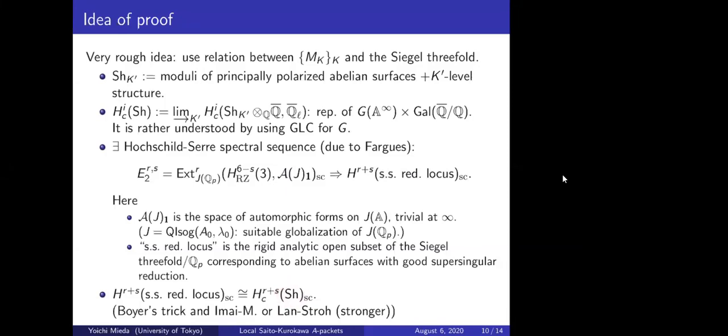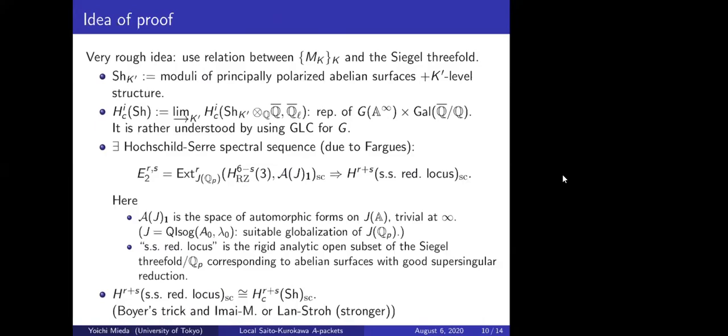This is because of Boyer's trick, which means that the non-supersingular part is geometrically induced. This is only true for the GSp4 case, and it fails for the GSp6 case, for example. And so by using that, we can prove that the supercuspidal part of this cohomology is isomorphic to the supercuspidal part of the cohomology of nearby cycles.